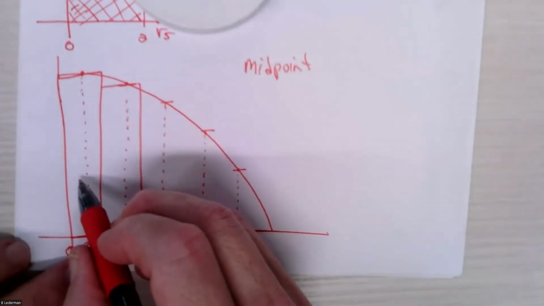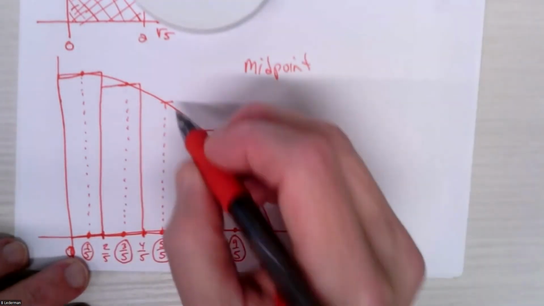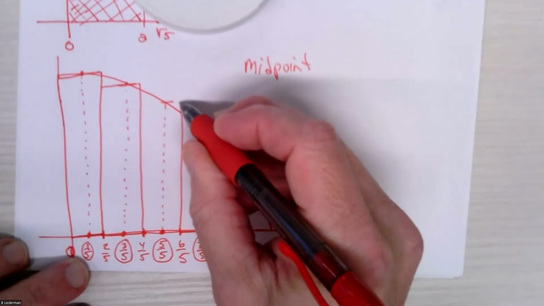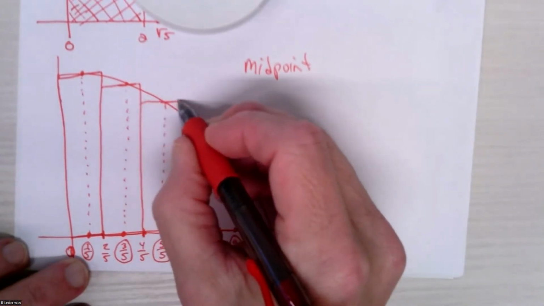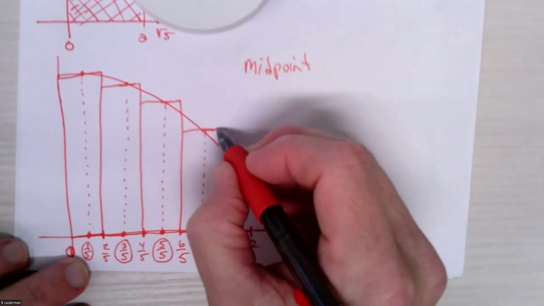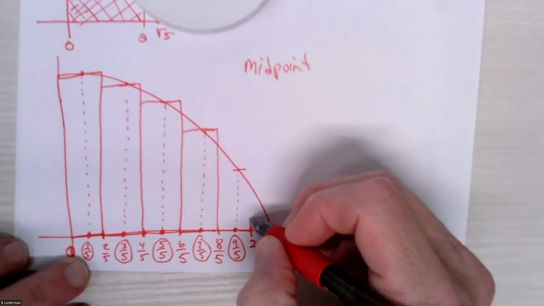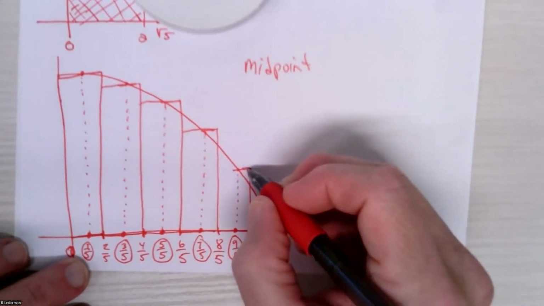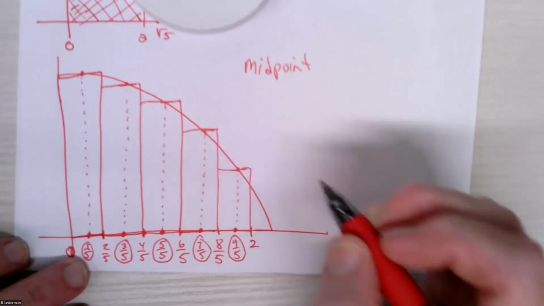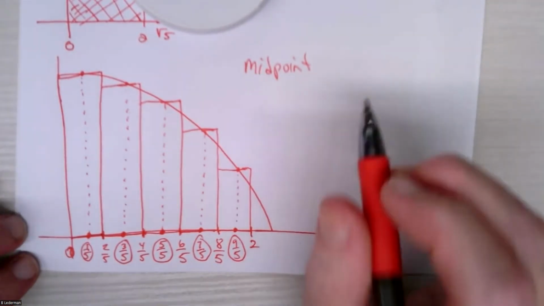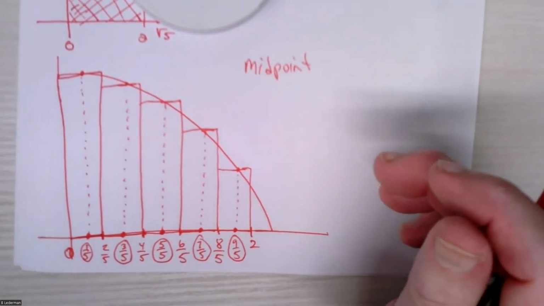Okay, so I have rectangle 1, rectangle 2, rectangle 3, rectangle 4, and rectangle 5. So I have now 5 rectangles. And the height, what's the height?